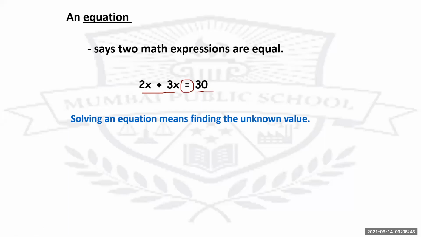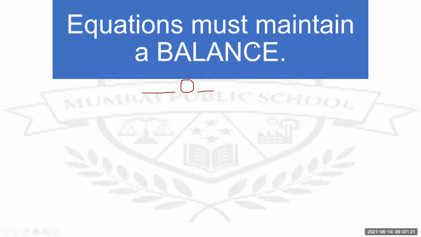Solving an equation means finding the unknown value. So when you find the unknown value, that means you're solving the equation. Whenever in the question you're told to solve 2x plus 3x equals 30, understand, that time you're finding the value of x. Is this clear?